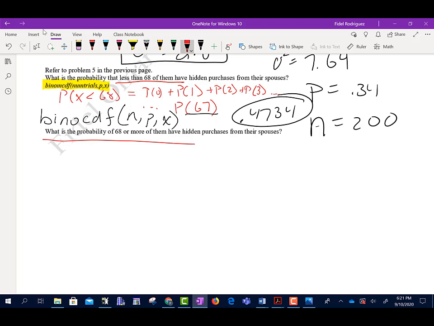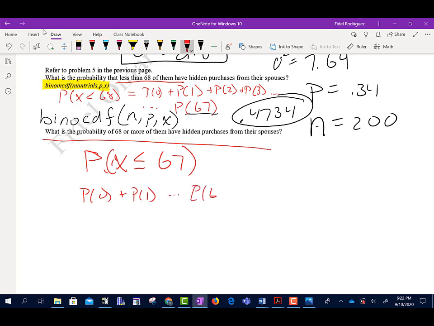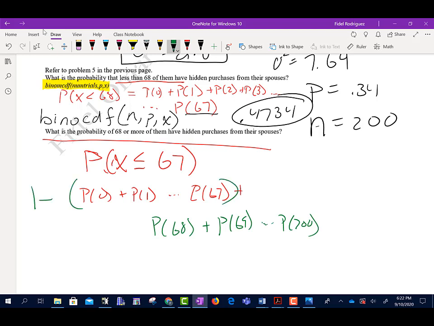Now, there's a second part. What's the probability that 68 or more? So we just found the probability of 67 or less, right? We just found the probability that X was less than or equal to 67. Now we want to know the probability that 68 of them or more. So we already found the probability of 0, of 1, all the way to 67, and now what we're trying to figure out is the probability that 68, 69, all the way to 200 have them. Well, we can say, let's take 1 minus whatever we got from here, and that'll give me that answer.